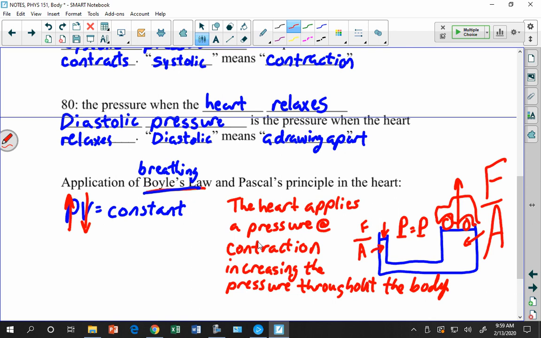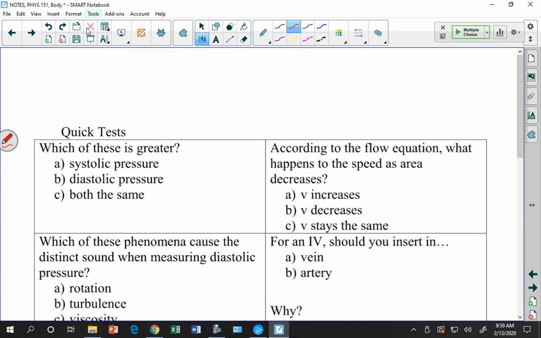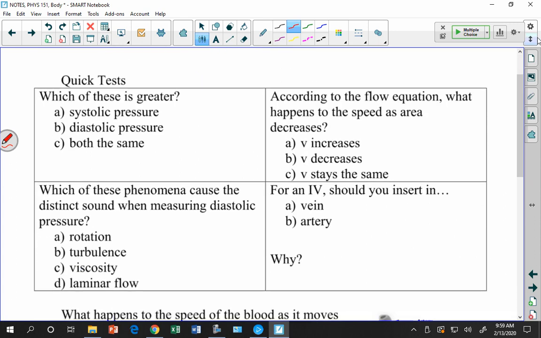All right. Let's try these. First one on the top, which of these is greater? The systolic, the diastolic, are both the same?